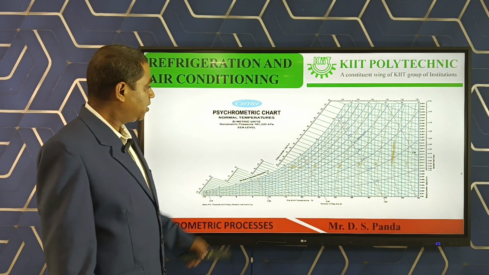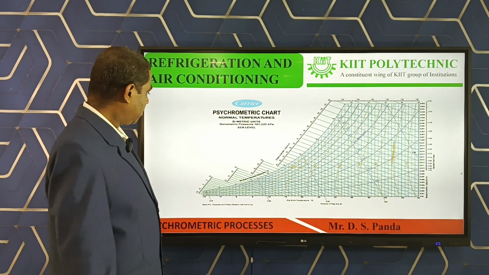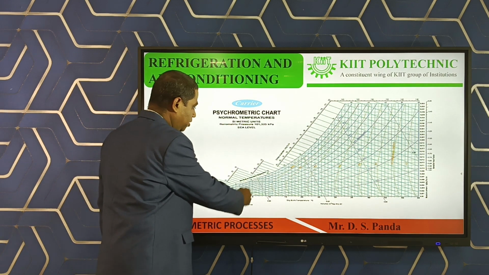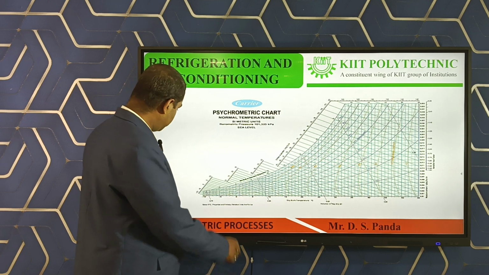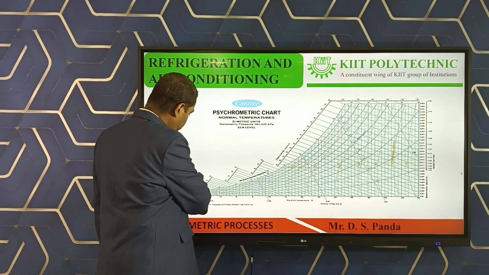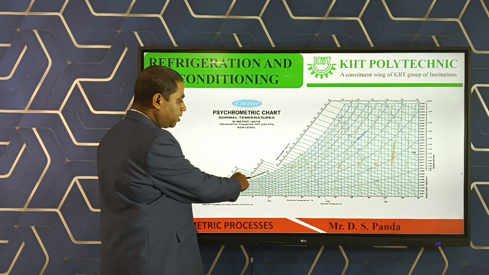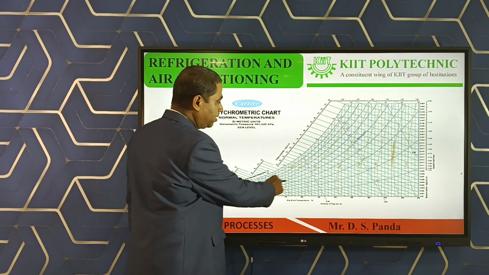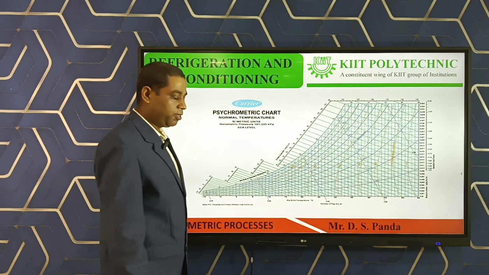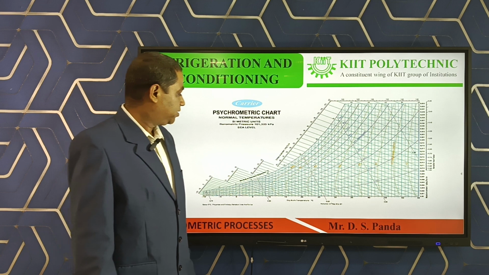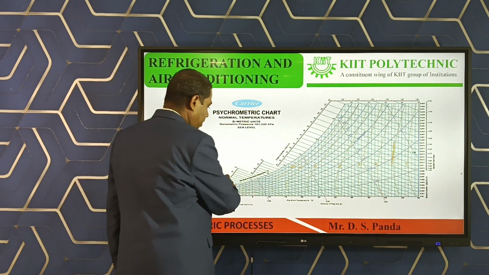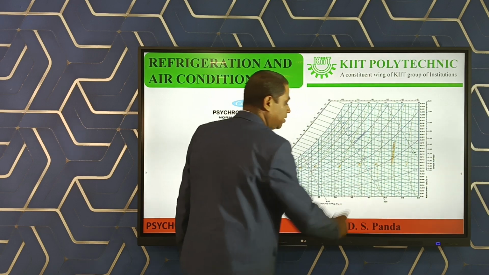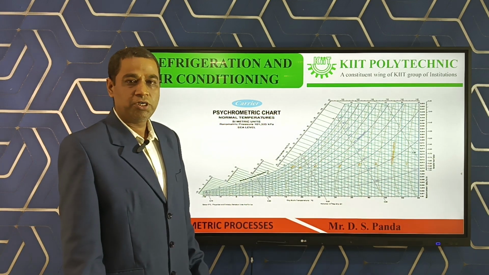This one is a psychrometry chart. The vertical lines indicate the dry bulb temperature. Suppose here, starting from minus 10 degree, minus 5, then 0, 5, 10 and up to 55 degree Celsius dry bulb temperature. And this horizontal line is known as the specific humidity line.